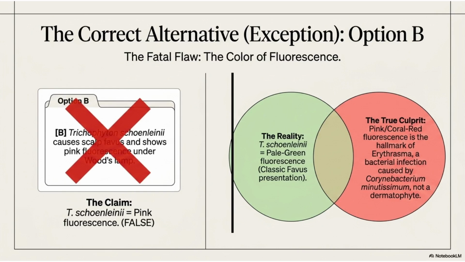F stands for fluorescence green, reminding you of the pale green Wood's lamp output. A is for the agent, Trichophyton schoenleinii. V is for vermelho, Portuguese for not red, which specifically guards against the erythrasma trap from our exam question. U represents Unidades favicas, the clinical term for the scutula, those dense cup-shaped crusts.